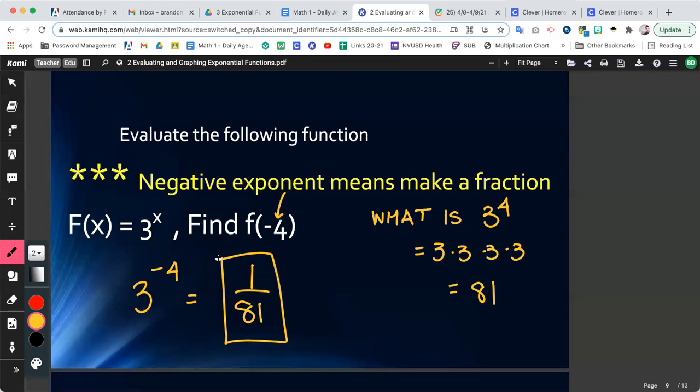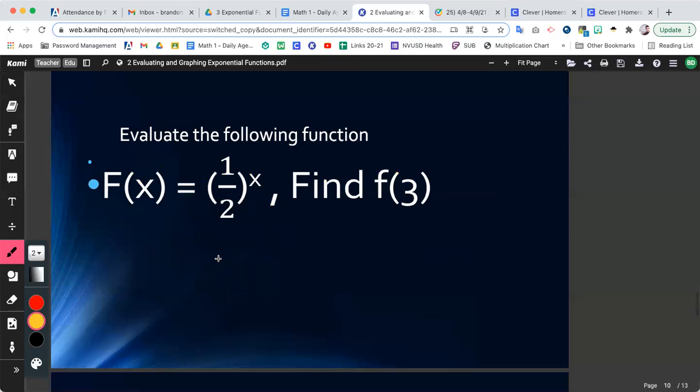Okay. So it doesn't matter what the base is. You consider what would the base be to the positive version and then 1 over that number. That actually does make a lot of sense. Perfect. Okay, let's keep going.